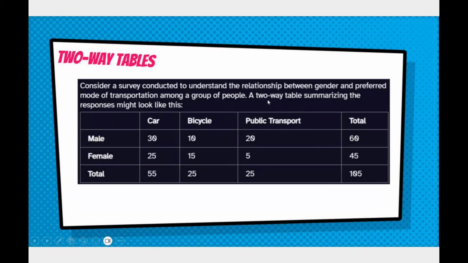For instance, here is a two-way table that has gender and preferred transportation. Summarizing something like this, if we imagine we collected data and asked 60 males and 45 females how they commute to school or work, these are the results. So 30 males out of the 60 go by car, 10 out of 60 go by bike, and 20 out of 60 go by public transportation.